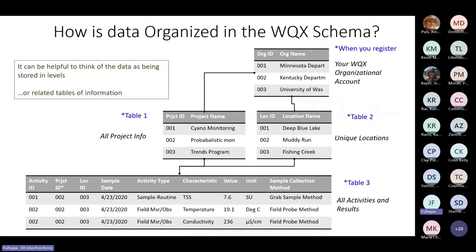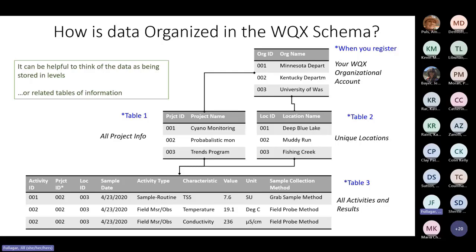So just a little bit about how the data is organized in the portal so you can kind of visualize what's happening there. The first thing that you do when you register is enter all of your organizational account information. So then we'll have that there for your organization so folks can easily see who's been submitting the data.